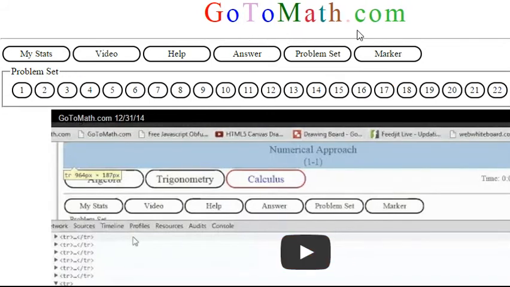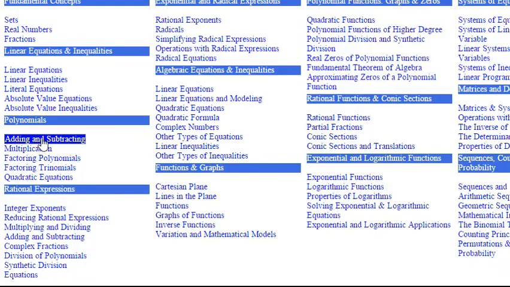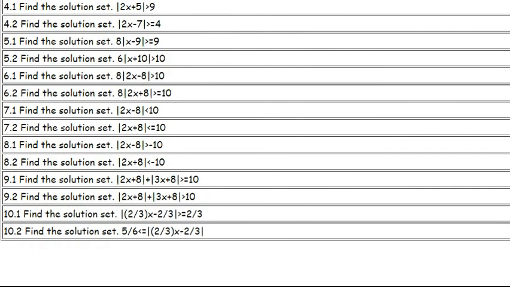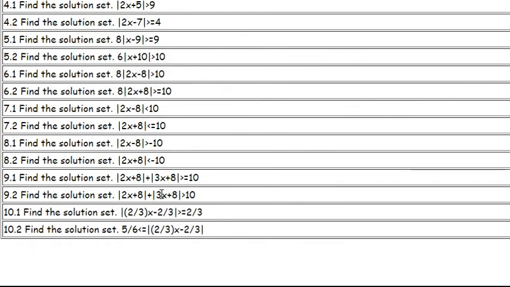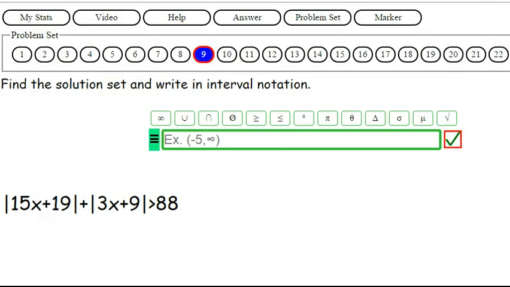Okay, we're over here at gotomath.com. Click on Algebra. Let's go down to absolute value inequalities. I think we're down here, 9.2. Let's scribble that down: the absolute value of 15x plus 19 plus the absolute value of 3x plus 9 is greater than 88.